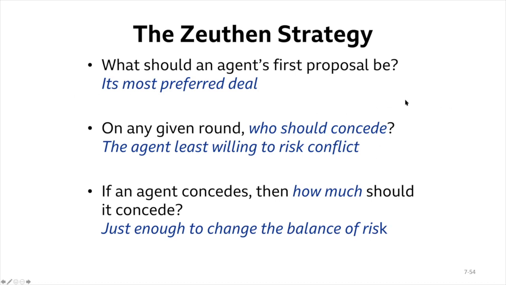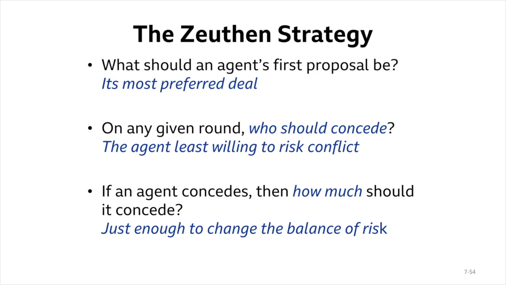Okay, so the Zeuthen strategy says the agents start by making their most preferred deal. On any given round, the agent that is least willing to risk conflict, or to put it another way, the one that has the most to lose from conflict occurring, should be the one that makes the concession.